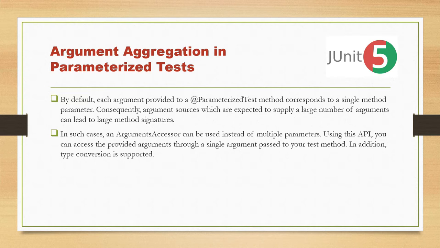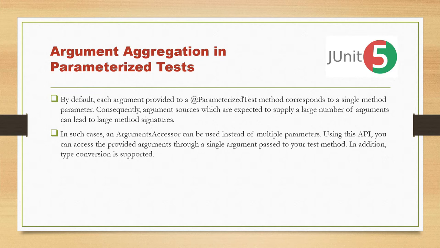Let's say you have a custom object, like a person or product, or some kind of custom object which has a huge number of attributes. Those kinds of tests you can perform using an aggregate parameter, using an argument aggregator, right?